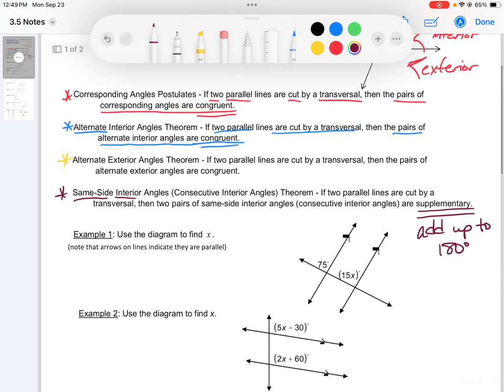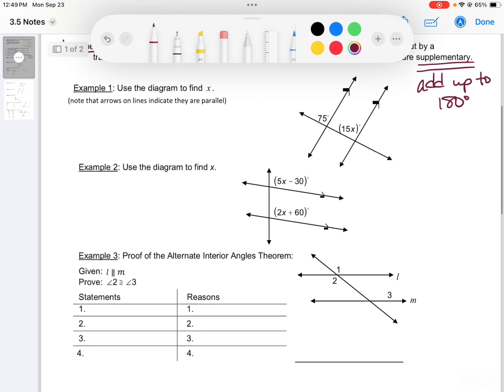All right, so knowing these rules, these postulates, these theorems, we're going to move on to example number 1. It says, use the diagram to find x and note that the arrows indicate that these lines are parallel. If you see this symbol right here, how it's on both of these lines, that means that those two lines are parallel. And then what it's asking me to find is the value of x.